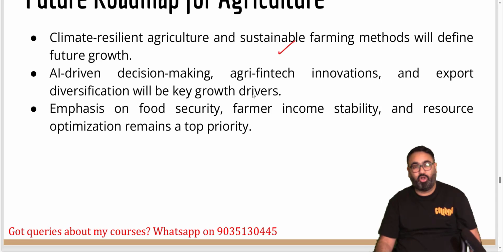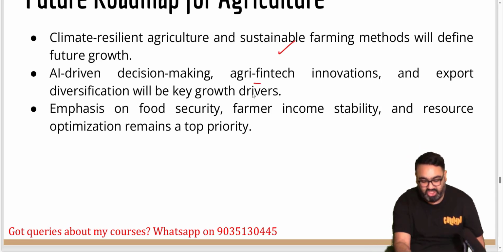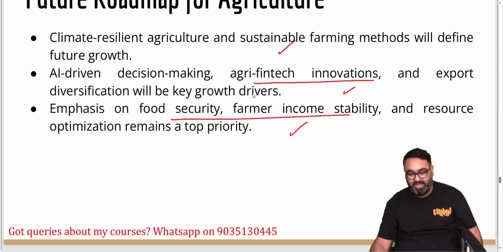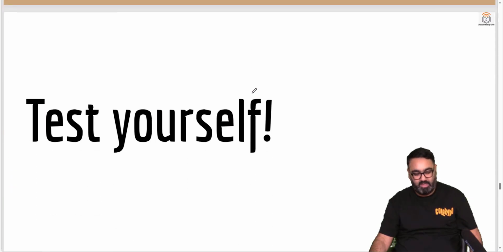A lot more technology has to be used in innovation, decision making, etc. And there has to be emphasis on food security. Farmers' income has to be stabilized. We have to ensure that the farmers have a clear indication of how much they can earn. MSP alone will not be able to work together.